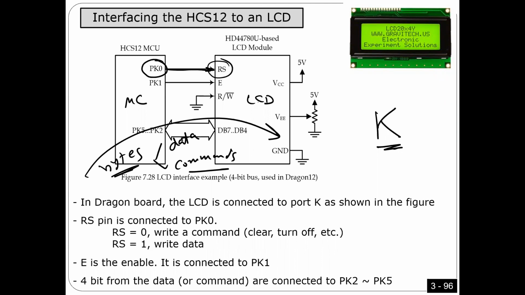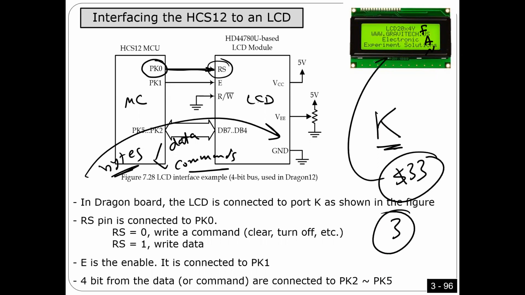What does data mean? Data means characters. I want to display character F, character A, character N. As I mentioned last time, it has to be ASCII. So for example, if I want to display the number 3, you should not send the 3. You have to send the ASCII of 3, which is 33. So if you want to see 3 here, you have to send 33, and this is data. And a very simple example of a command is clear LCD, or turn the LCD off, turn it on. As you will see, we have more commands I'm going to explain today.